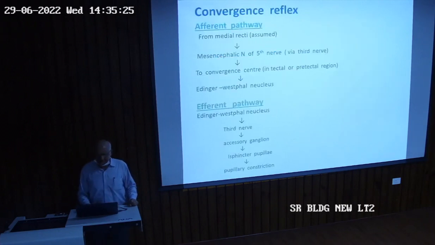Just see here, the same thing. Afferent means going toward the center. From the medial rectus, via the mesencephalic root of the fifth nerve, the convergence center, we reach the Edinger-Westphal nucleus. This is the afferent. The efferent starts from the Edinger-Westphal nucleus, third nerve, ciliary ganglion, sphincter pupillae, and pupillary reaction. This is how the convergence reaction causes pupillary constriction. This is the convergence part.